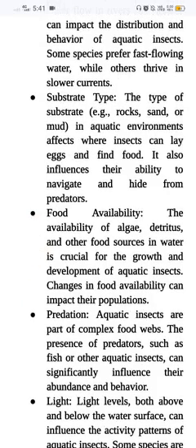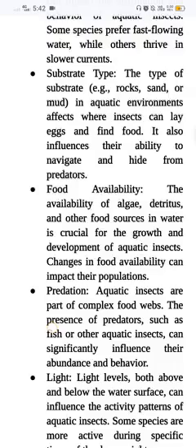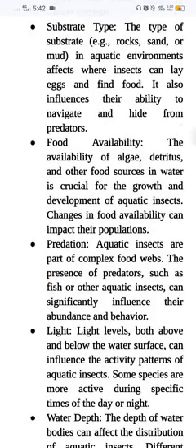And some substrates provide them camouflage. Then food availability. Next factor, food availability. The availability of algae, detritus and other food sources in water is crucial for the growth and development of aquatic insects. Changes in food availability can impact their populations. Food availability is another influencing factor which influences the aquatic life of these aquatic insects.